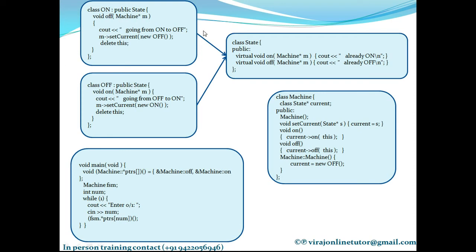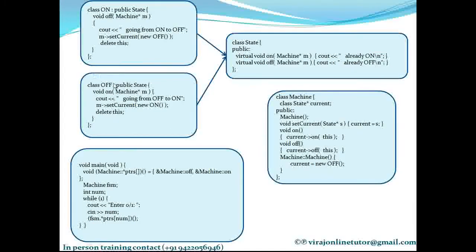Class on, I am inheriting from state, so these two functions I am going to get in here. But the off function I am overriding. So in the on class, the off function I am overriding. If someone calls the off function when the machine is in state on, that means I want to go from on to off state, right? So I am printing on the screen, I am going from on to off, and I am setting the current state to off.